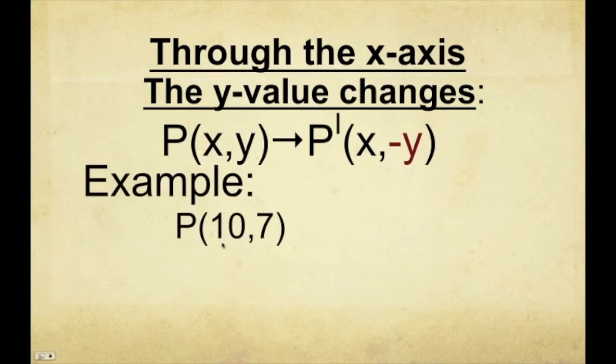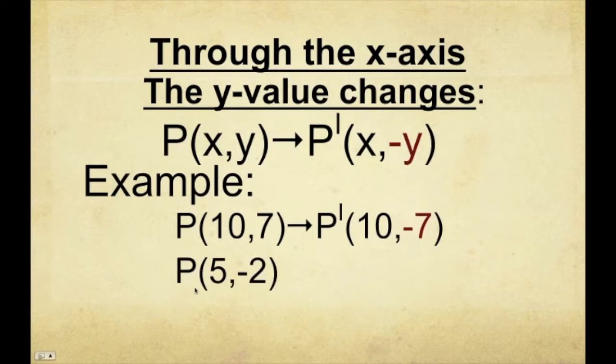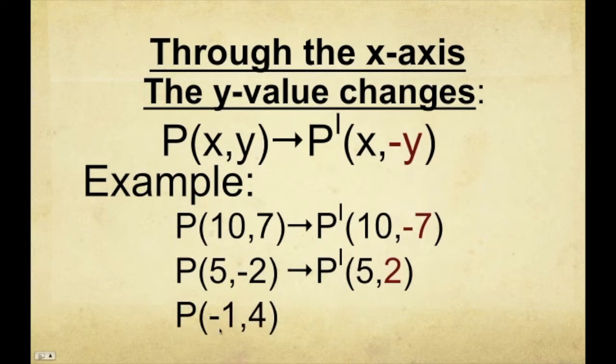If we have the point P at (10, 7), that's going to become P prime at (10, negative 7) because our y is changing to its opposite. How about P at (5, negative 2)? Well, that's going to be P prime at (5, positive 2). Again, we're reflecting over the x-axis, our y value is going to change. And how about here? P at (negative 1, 4). Well, that's going to become P prime at (negative 1, negative 4). Again, because we're reflecting through the x-axis, all of our y values are changing. Our 7 here changes to negative 7, our negative 2 changes to positive 2, and our positive 4 changes to negative 4.